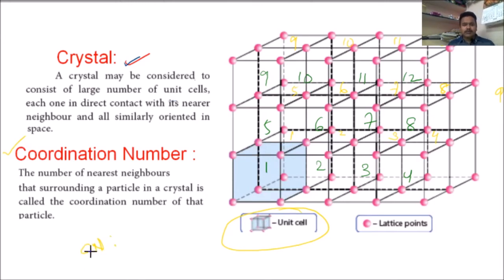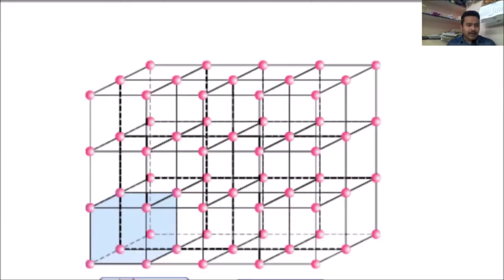Coordination number means the number of nearest neighbors surrounding a particle in a crystal is called the coordination number of the particle. For example, I will take another crystal. See here, this is a very fresh crystal. We will talk about coordination number here. What is this coordination number?